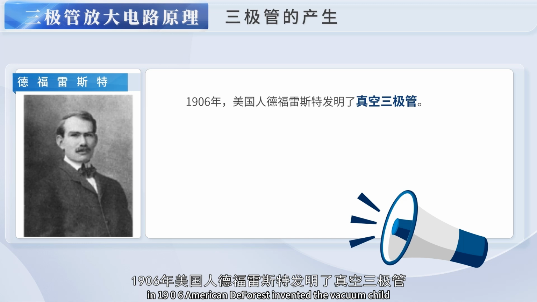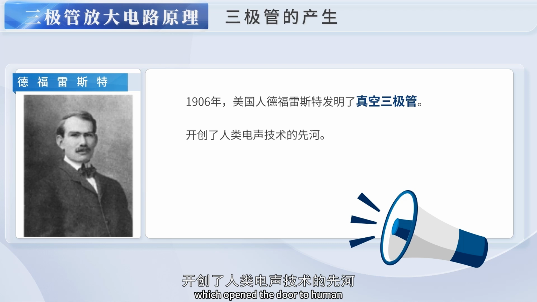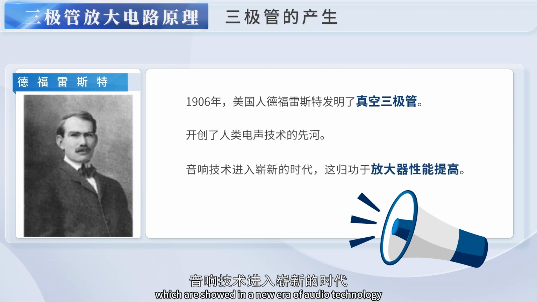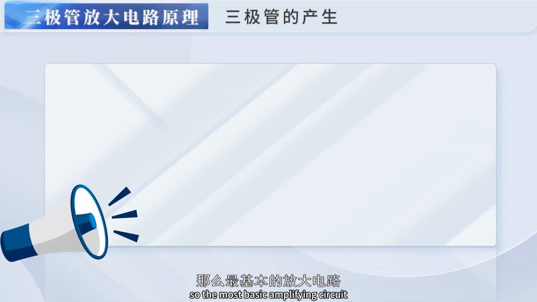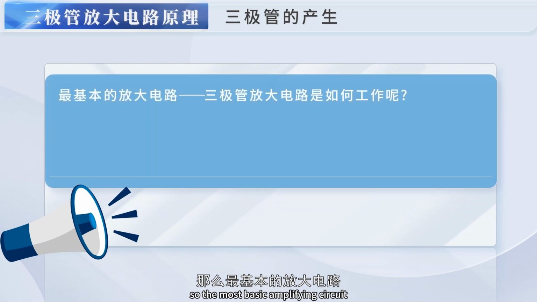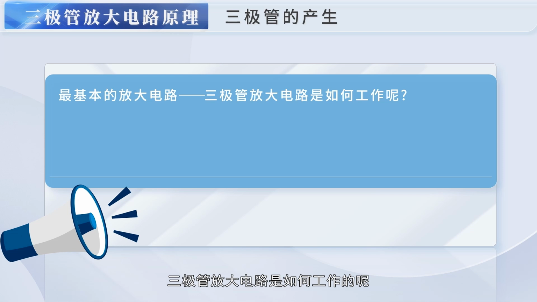In 1906, American De Forest invented the vacuum triode, which opened the door to human electroacoustic technology and ushered in a new era of audio technology. This is due to the improvement of amplifier performance. So, the most basic amplifying circuit: how does a transistor amplifier circuit work?